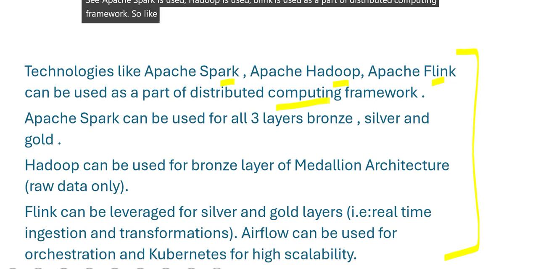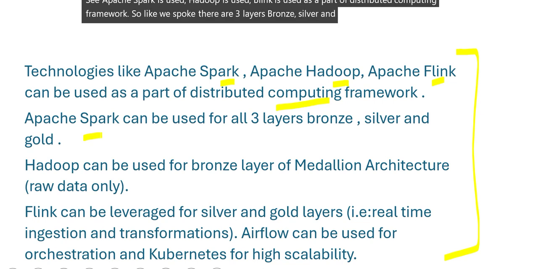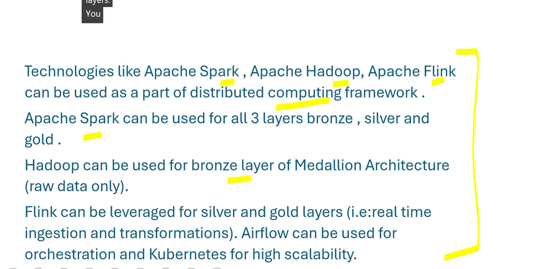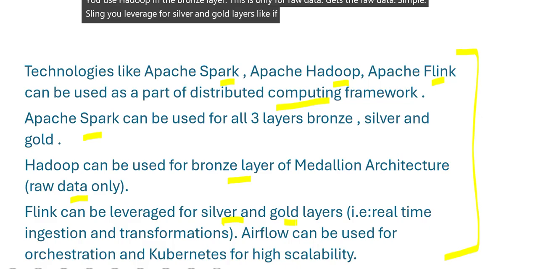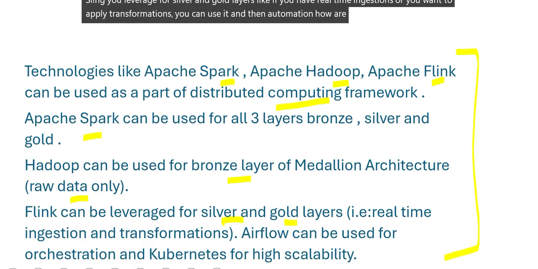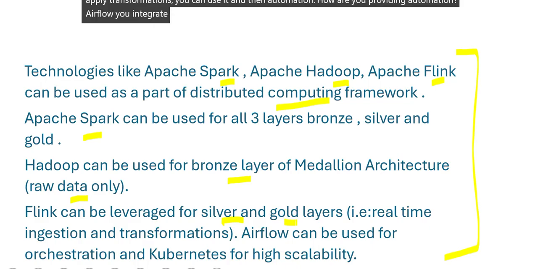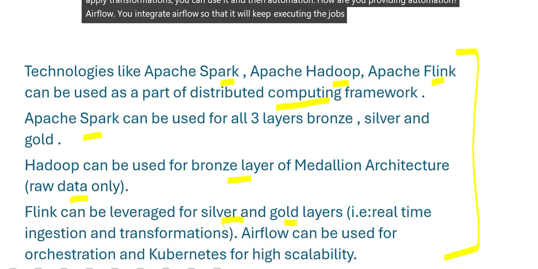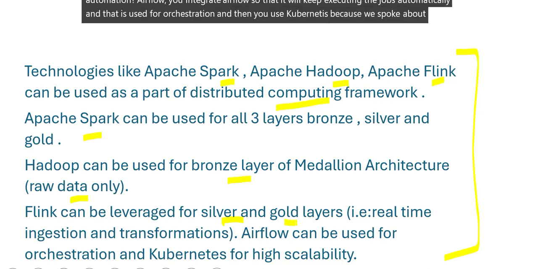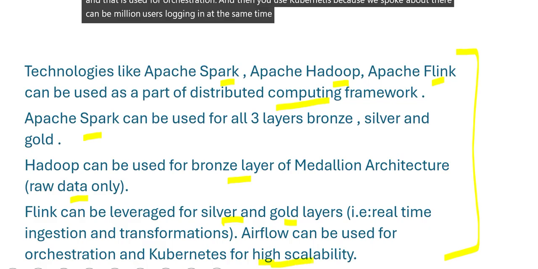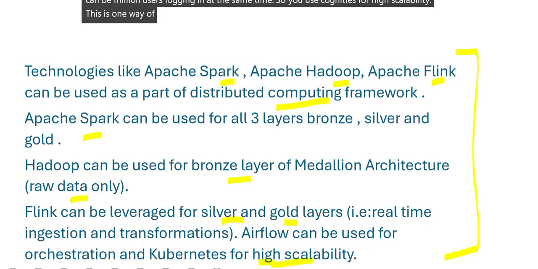So, like we spoke, there are three layers: bronze, silver, and gold. You can use Spark in all three layers. You use Hadoop in the bronze layer. This is only for raw data. Flink you leverage for silver and gold layers. Like if you have real-time ingestions or you want to apply transformations, you can use it. And then automation, how are you providing automation? You integrate Airflow so that it will keep executing the jobs automatically, and that is used for orchestration. And then you use Kubernetes because we spoke about there can be million users logging in at the same time. So you use Kubernetes for high scalability. This is one way of doing it. There can be so many other ways.